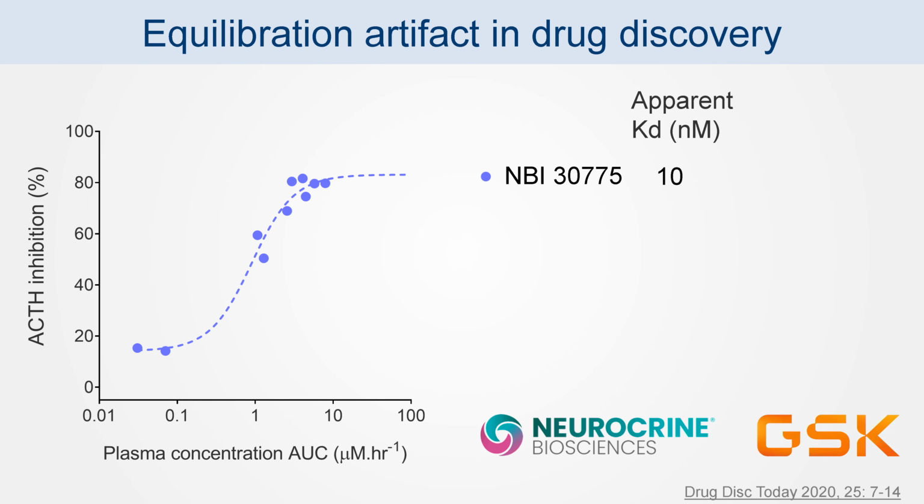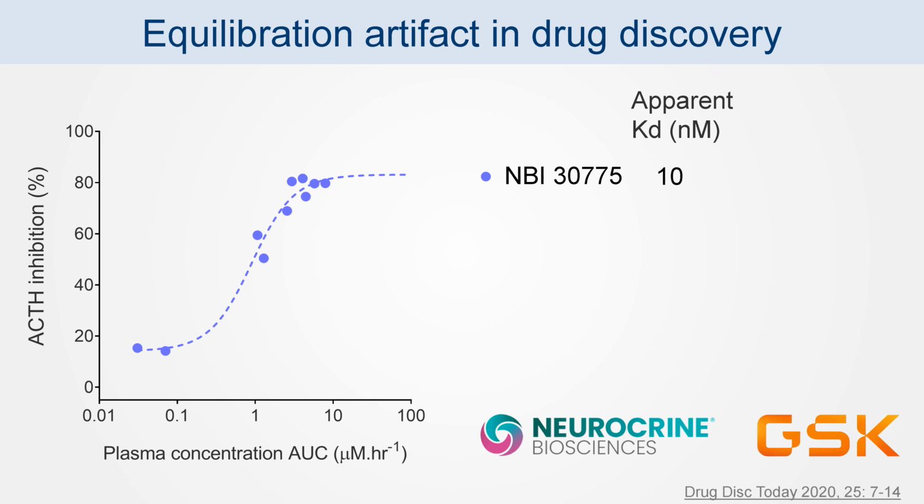Here's a real-world example of this equilibration phenomenon. This was a drug discovery project I was involved in at Neurocrine Biosciences in partnership with GSK. We were developing antagonists for the CRF receptor, a GPCR. We had identified a compound that advanced to the clinic that unfortunately we had to discontinue for tox reasons. This compound is NBI 30775.